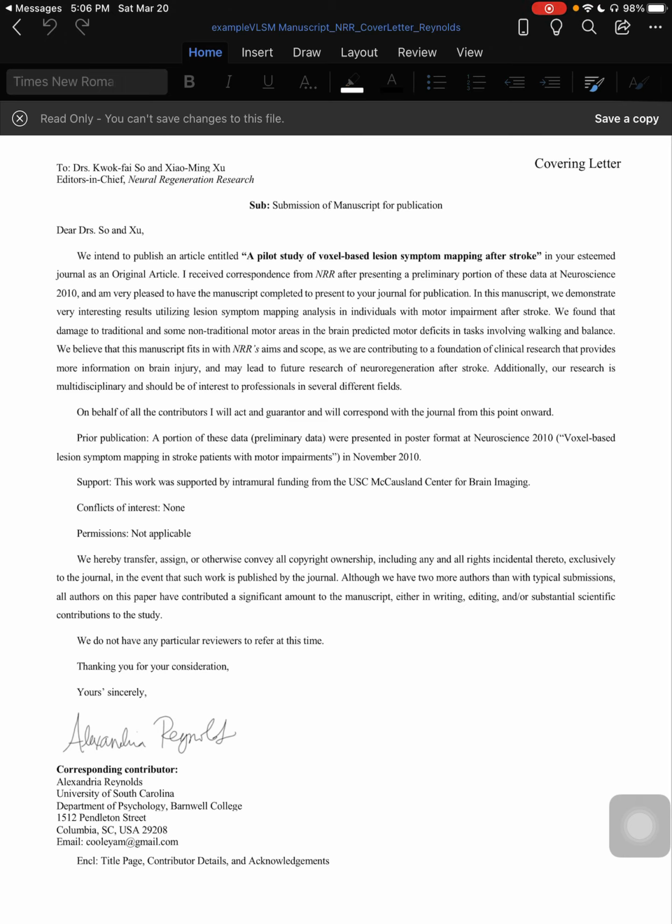This particular cover letter does follow a template. The journal it was submitted to is the Neural Regeneration Research Journal, and these are the elements that were included, which fit very nicely with what you would expect per section 12.11, writing a cover letter, of the APA manual. Things you would expect in a cover letter would be specific details about the manuscript, for example, the title. Here the title of this manuscript is a pilot study of voxel-based lesion symptom mapping after stroke.